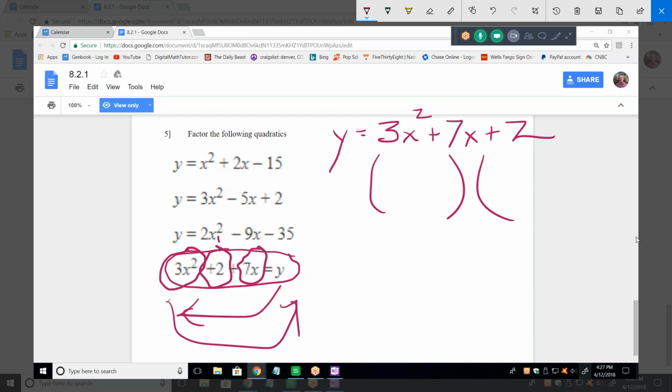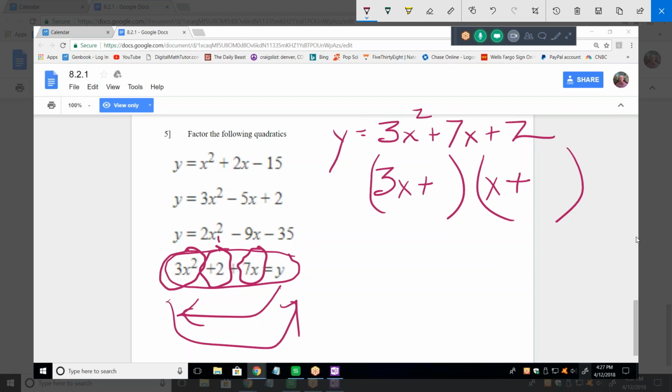Now let's see if this factors. Factor that for me. One step at a time. Got it. So we put 3x on the left, and we put x on the right. And then we determine the signs. And by seeing the middle term, it's going to be positive, both positive. Very good.